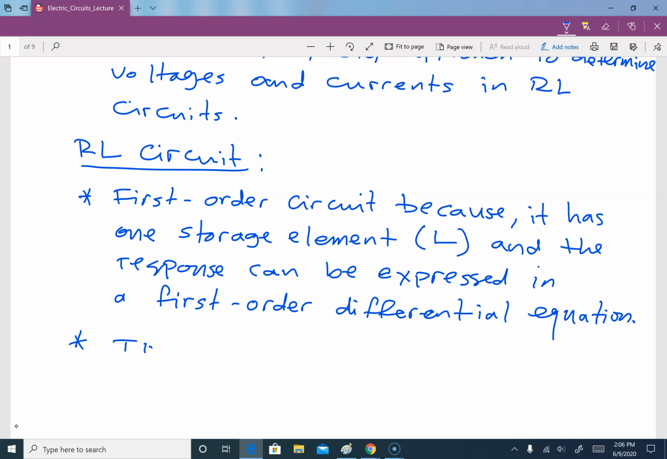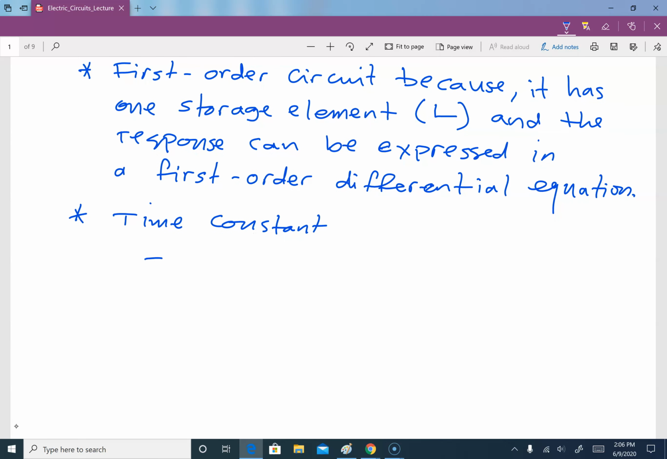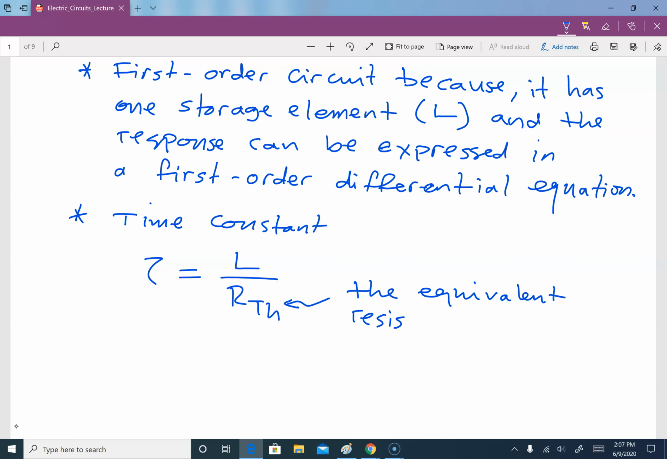Second thing, the time constant, that is tau, which is equal to L over R Thevenin. This R Thevenin here is the equivalent resistance looking from the inductance L.